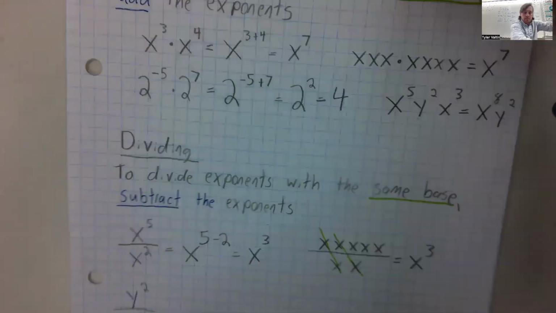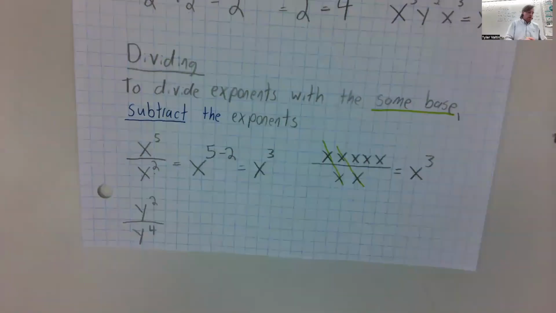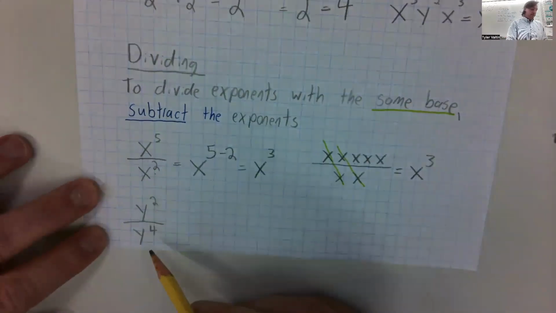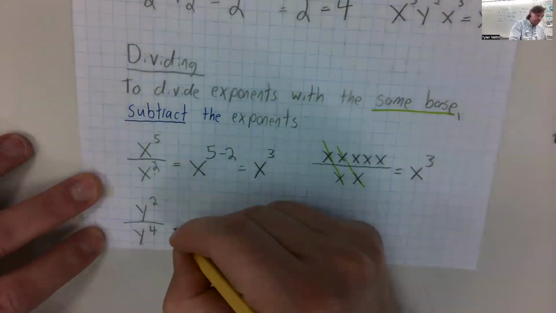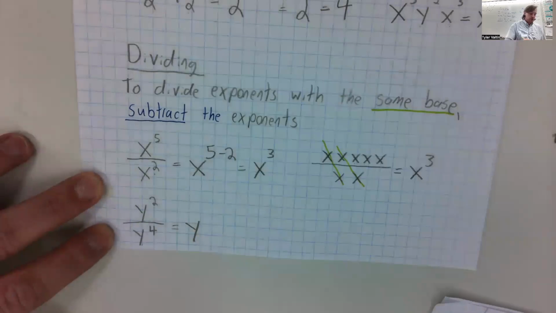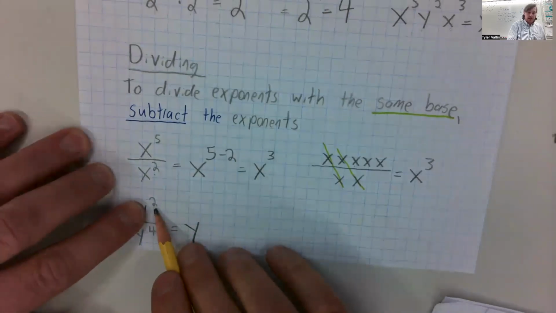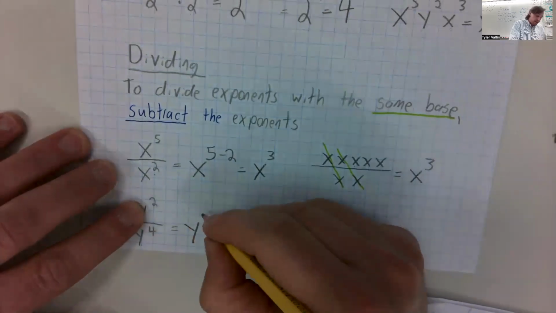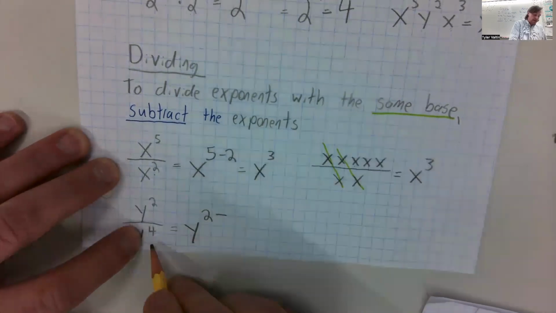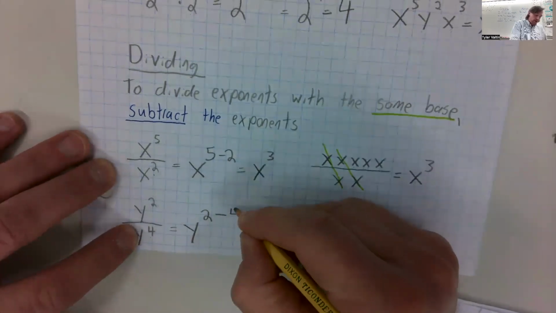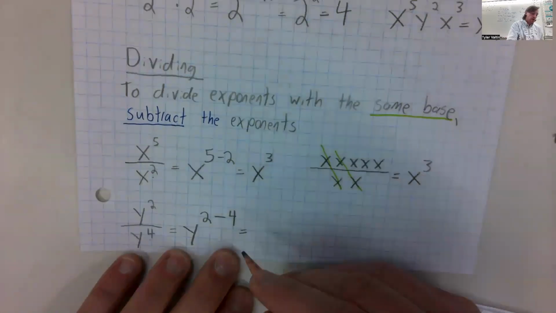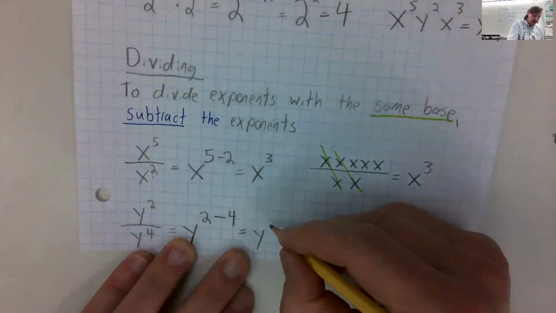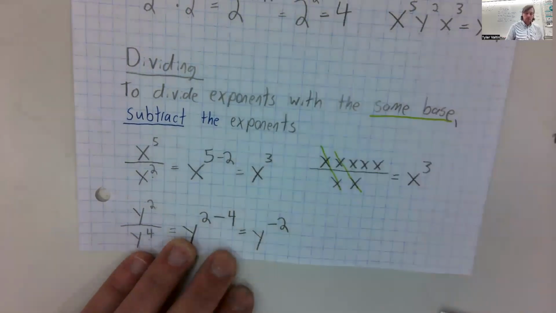And last example problem. y to the second power divided by y to the fourth power. My bases are the same. That's key. And the order counts here. I want to take the numerator exponent 2, and I want to subtract the denominator exponent 4. 2 minus 4, well, that's negative 2.